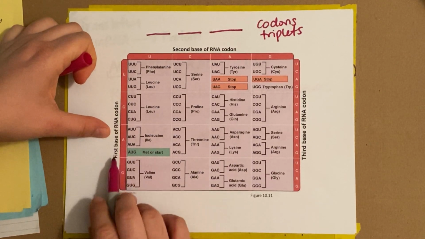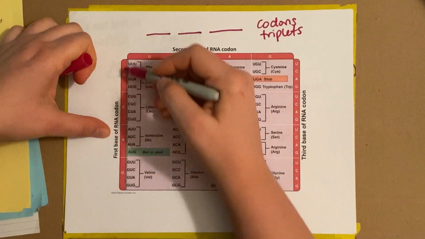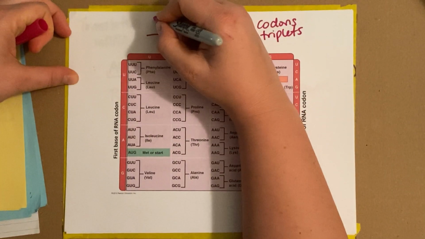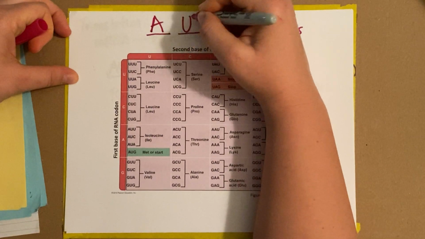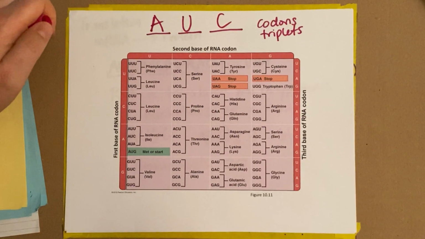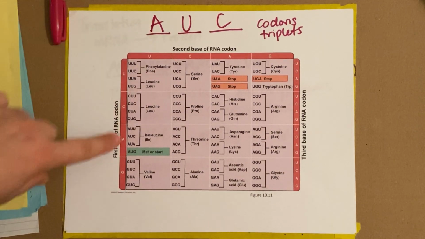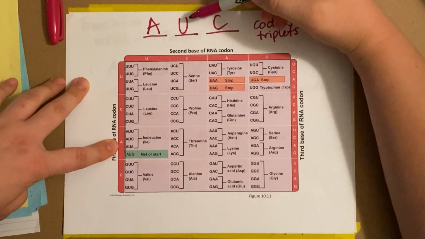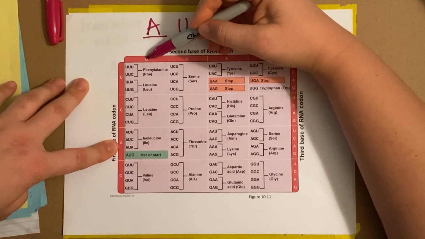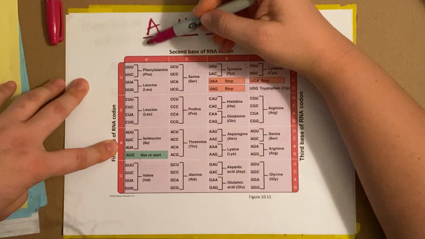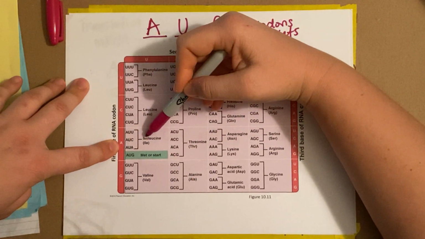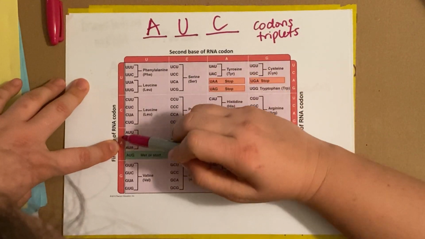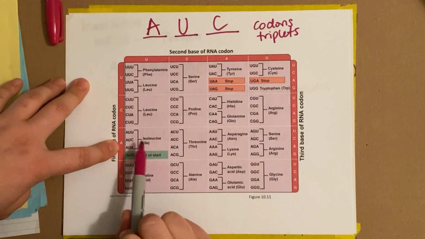The first base, whatever is in this first column, is this letter right here. So maybe our bases are A, U, C. We would go first base A. Then on this side is the second base, and our second base is U, so we would go to this box right here. Then our third base is going to be C. So we say, okay, A, U, C. This one is going to be isoleucine.